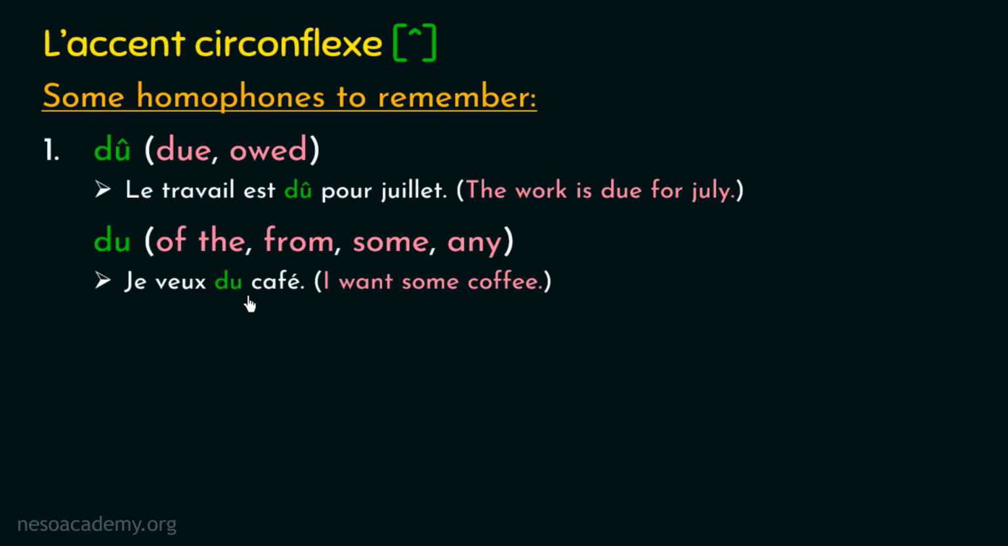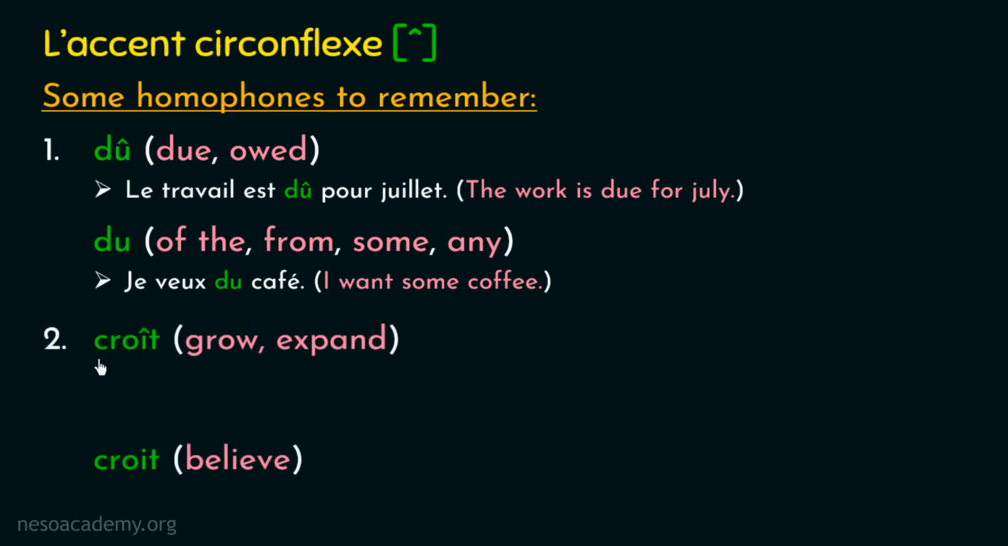Now for more clarity, let's take one more pair of homophones, that is croître, which means to grow or to expand, versus croire, which means to believe. Now, if you observe this pair of homophones, we have differentiated these homophones with the accent circumflex. Check out the very first one. Here we have the accent circumflex on the alphabet I.